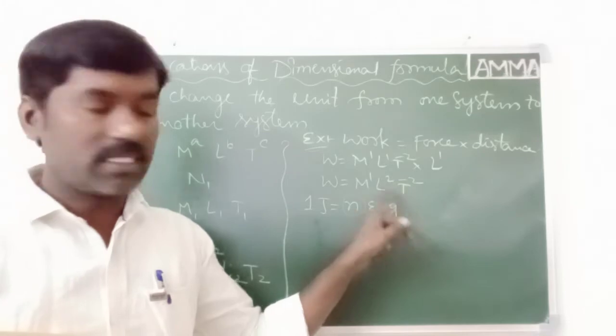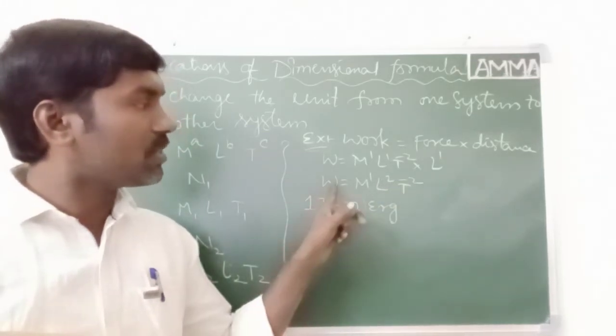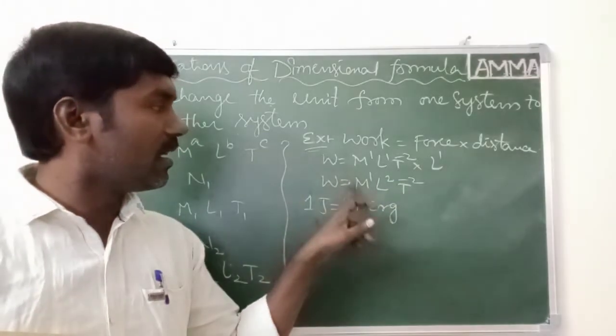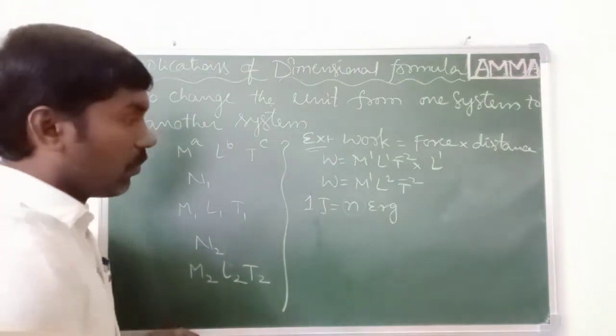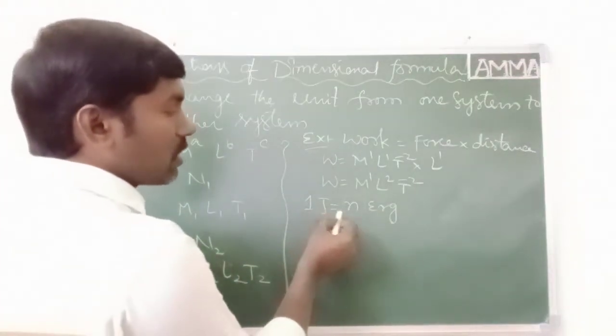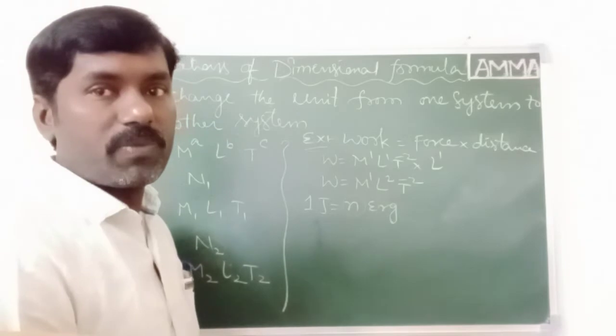Are you following, students? Joule is the MKS unit of work and erg is the CGS unit of work. What does that mean? 1 joule is equal to how many ergs? That is the question.